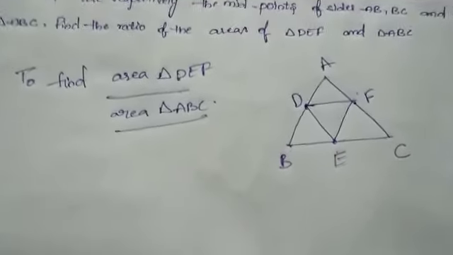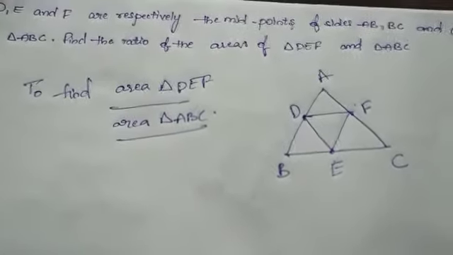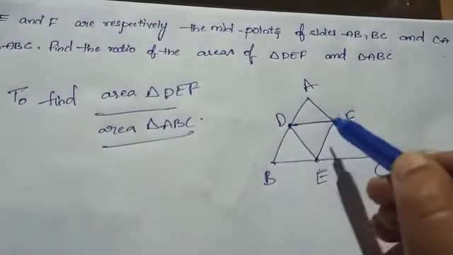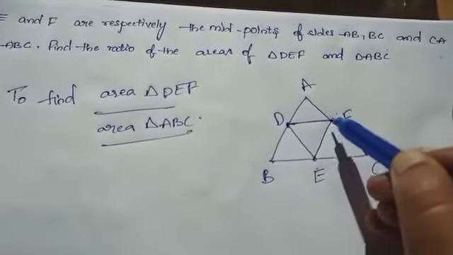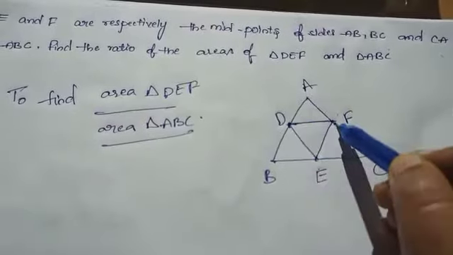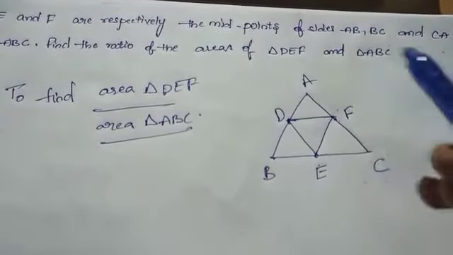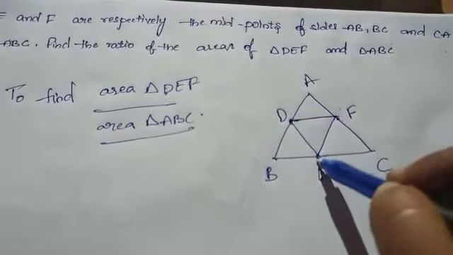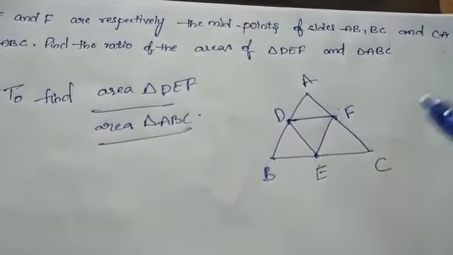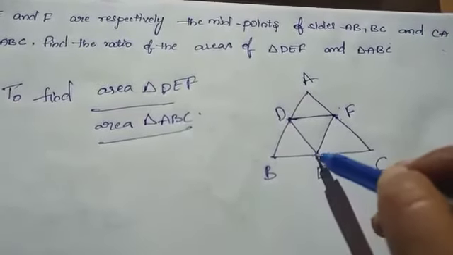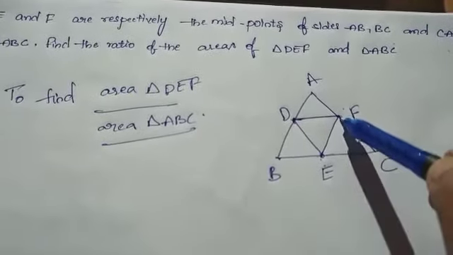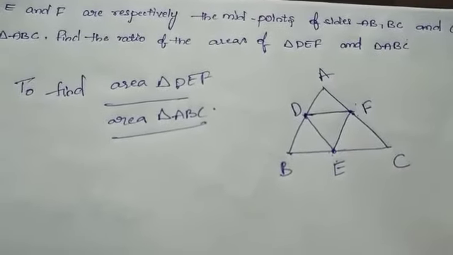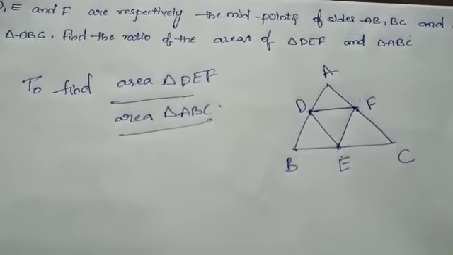See this figure? Here DF is connecting the midpoints of two sides. DE is connecting midpoints of two sides. In the same way EF is connecting the midpoints of sides AC and BC. Is it clear? So we have already studied this in 9th class.